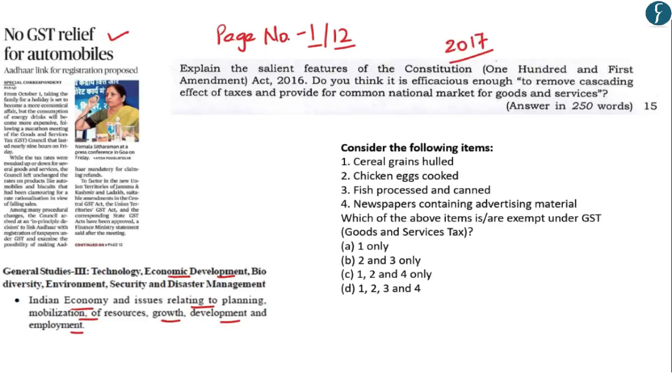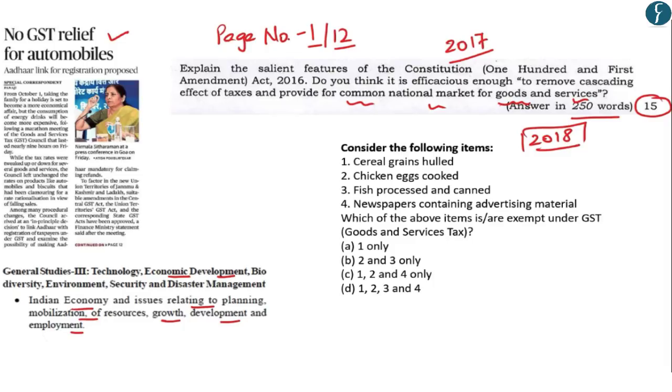Explain the salient features of the Constitution 101st Amendment Act 2016. Do you think it is efficacious enough to remove the cascading effect of tax and provide for a common national market for goods and services? Now, you are expected to write an answer of 250 words, and this question was of 15 marks. Similarly, in prelims of 2018, we have seen a question which is related to GST.